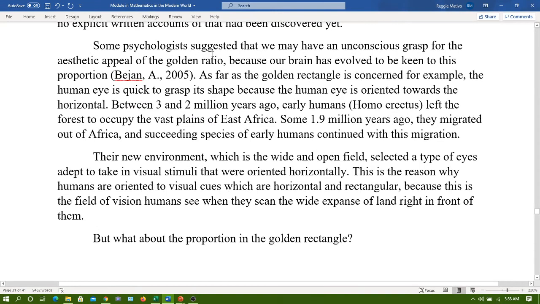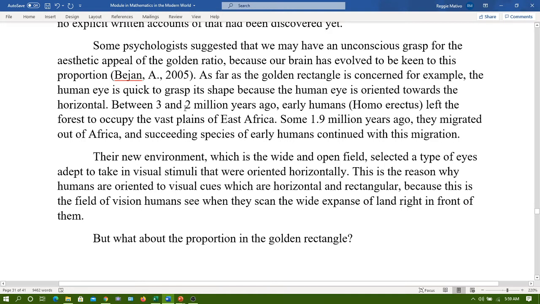Some psychologists suggested that we may have an unconscious grasp for the aesthetic appeal of the golden ratio because our brain has evolved to be keen to this proportion, according to Bejan 2005. As far as the golden rectangle is concerned, for example, the human eye is quick to grasp its shape because the human eye is oriented towards the horizontal.